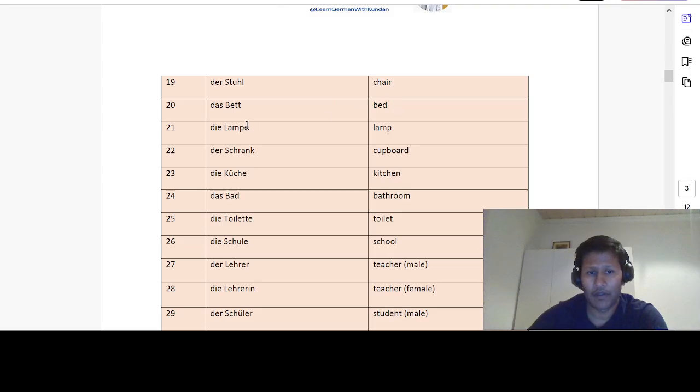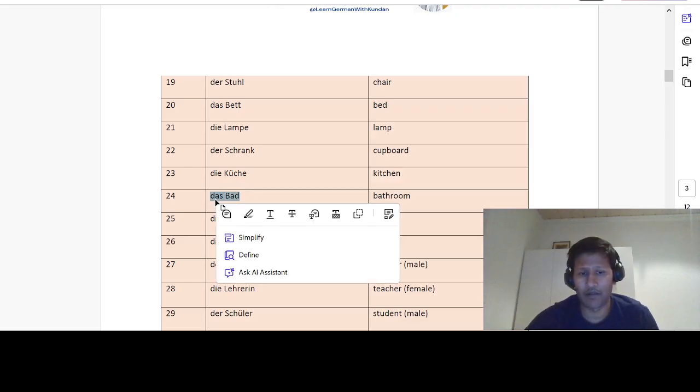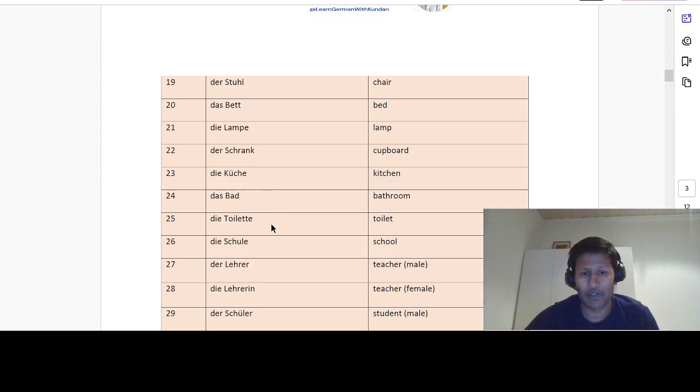bed. Die Lampe, lamp. Der Schrank, cupboard. Cupboard is called der Schrank, so it is masculine. Die Küche, feminine, right? Kitchen. And then das Bad, bathroom. Die Toilette, toilet.